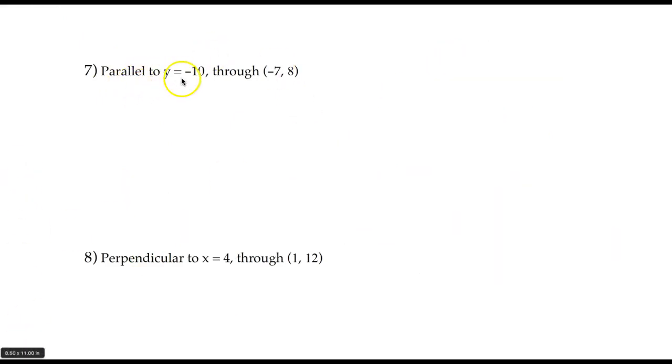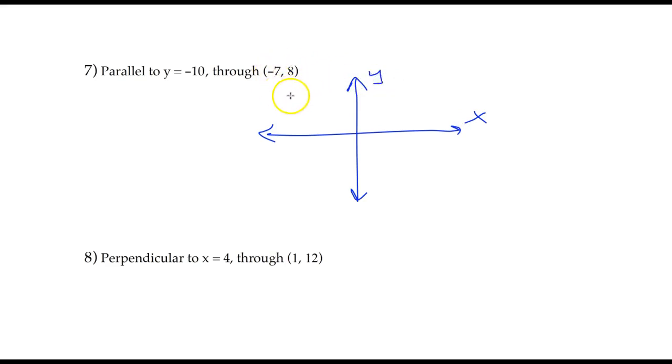All right, for number 7, we want a line that is parallel to y equals -10 and goes through this point. I'm going to draw what's going on so that we can see conceptually why I answer the way I do. Let's draw an XY plane, and the point -7, 8 will be somewhere around here. I'm just making this up.